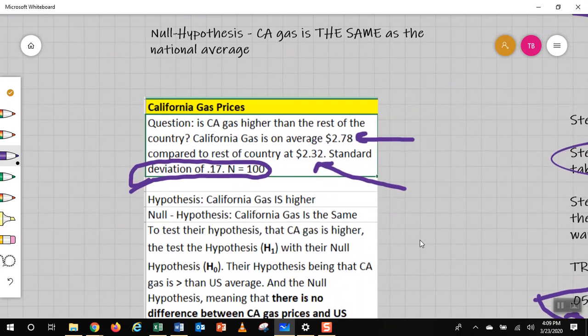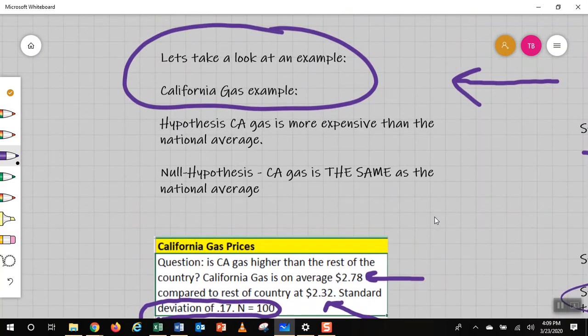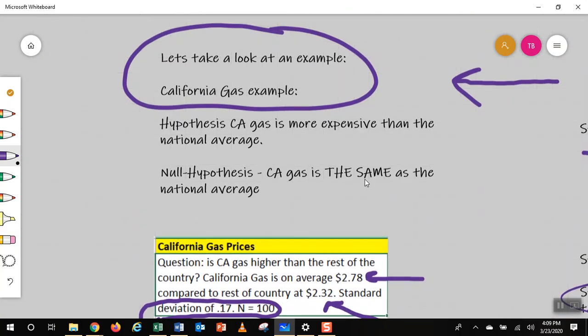So I'm going to be using this example for California gas prices. So something we're pretty familiar with. The reason I'm using this is these questions are very similar to the homeworks. They're basically the same idea, just with different numbers in them. So if you could kind of follow this through, you should be able to do the homework no problem. Okay? So let's first identify the hypothesis and null hypothesis.